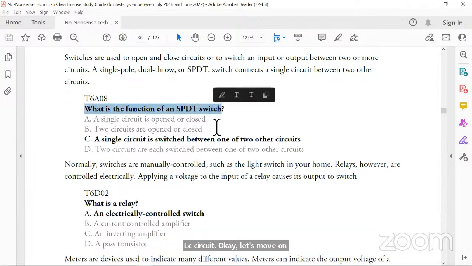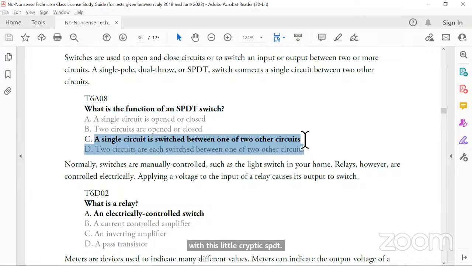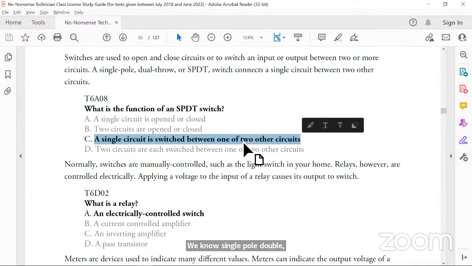All right, here's a cryptic question. What is the function of an SPDT switch? Well, we dealt with what SPDT meant. We know SP means single pole, and we know DT is double throw, not single throw. So we know that is switching between two circuits, right? Remember we had a little example we showed you, switching between an incandescent lamp and an LED, right? So that's the SPDT. We are not going to get tied up with this little cryptic SPDT. We know single pole double throw. So it's a single circuit that is switched between one of two other circuits. So that's what the SPDT switch does.